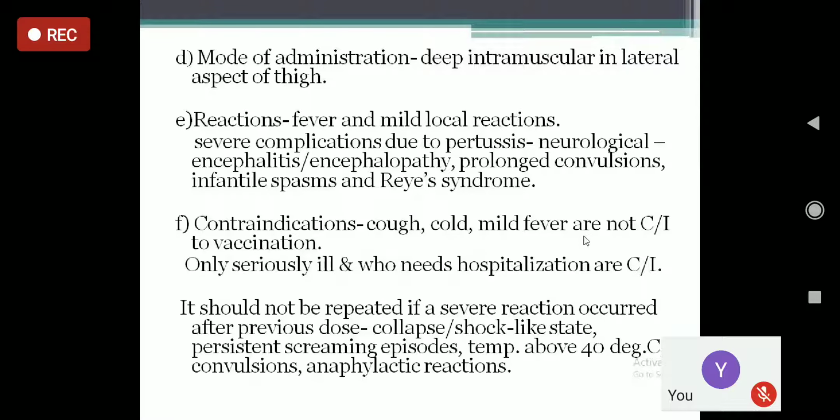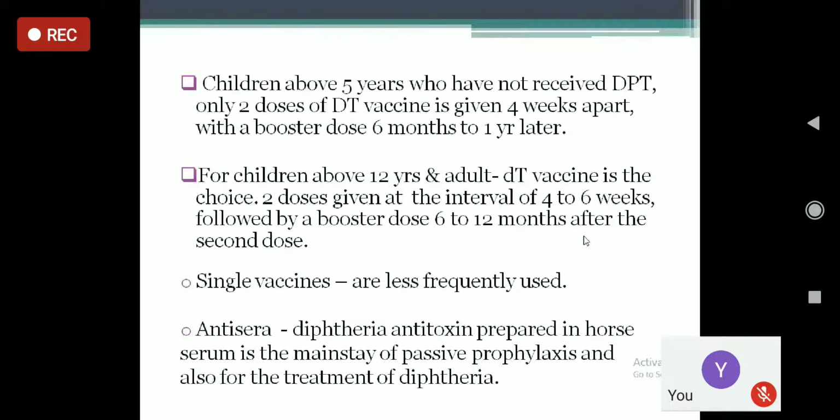So if such side effects have appeared in the previous doses, then you can't give the second or third doses. Okay, you have to stop it. Okay, that's why you have to ask the question.